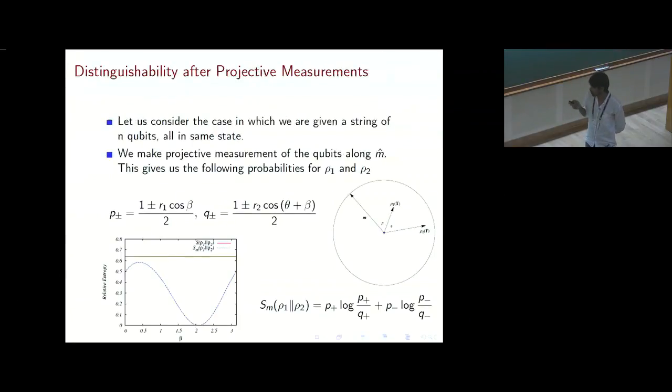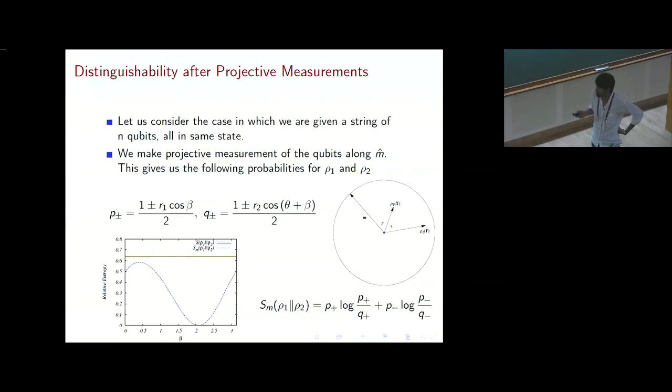So next would be the projective measurement. Let us assume that we are given n qubits all in the same state. How do I tell what state it is in? I have been given n qubits of one state, either rho 1 or rho 2, and I have to distinguish them by doing measurements. This is a measurement axis for which I'll get probabilities p plus minus, q plus minus for rho 1, rho 2, and the relative entropy would be given by this classical relative entropy.